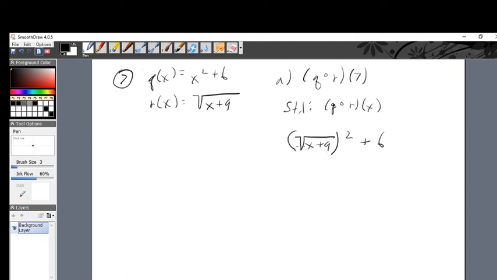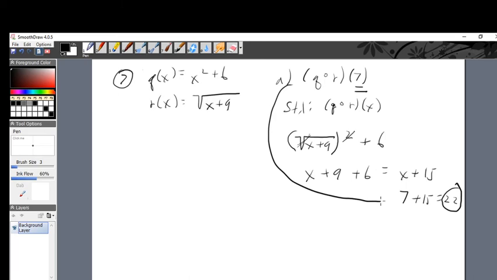Okay, this is pretty convenient. What happens with a square root and a square? They cancel each other out, basically. And therefore, on the next line, I have x plus 9 plus 6. What's x plus 9 plus 6? It's x plus 15. What should I do as far as the 7 is concerned? Put a 7 where that x is. 7 plus 15 equals 22. That is the answer to A. Right over here is our answer.